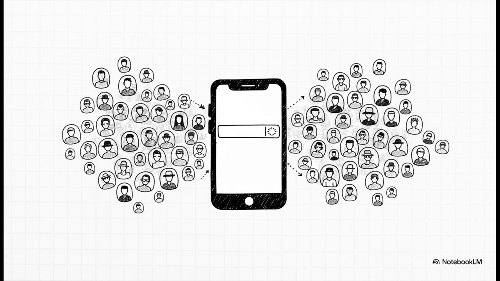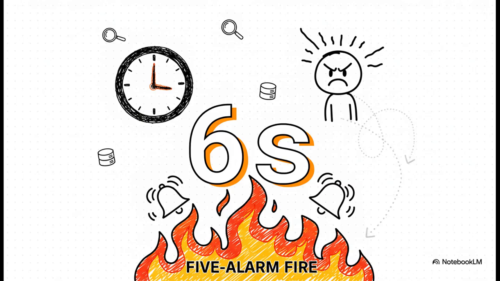So let's set the scene with a really classic example. Imagine you've built a super popular social app. It's a hit, you've got hundreds of thousands, maybe millions of users. And a key feature, of course, is letting people search for other users. But there is a huge problem. A single user search is taking a full 6 seconds.